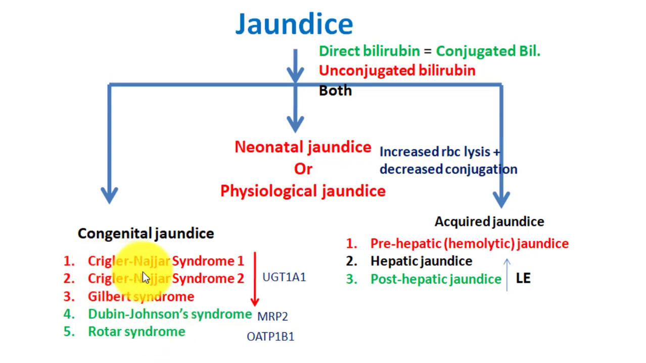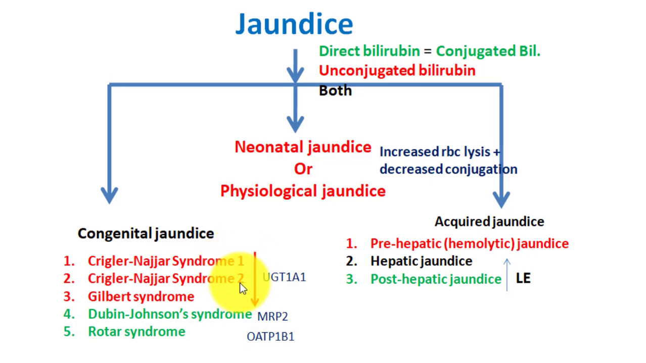Now Crigler-Najjar syndrome 1, 2 and Gilbert syndrome are all because of deficiency of only one enzyme called UDP glucuronosyltransferase 1A1, and this enzyme is most deficient in Crigler-Najjar 1 syndrome. Here the enzyme is almost zero. In Crigler-Najjar syndrome 2, the enzyme level is about 10%, and in Gilbert syndrome the enzyme level is about 30%. So the most severe condition is Crigler-Najjar syndrome 1, and this is associated with kernicterus.